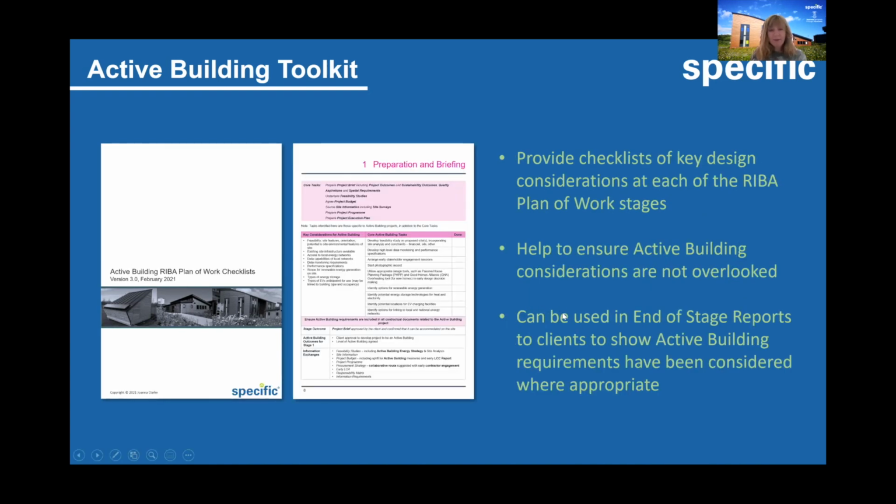We're currently developing a series of checklists to use at each of the RIBA plan of work stages of a project. And this is to assist the project design and delivery teams in making sure they've considered all aspects of an active building necessary at each of the stages. And we're developing this by trialing it on a current live project. So when that's ready, we'll be uploading that onto the website too.